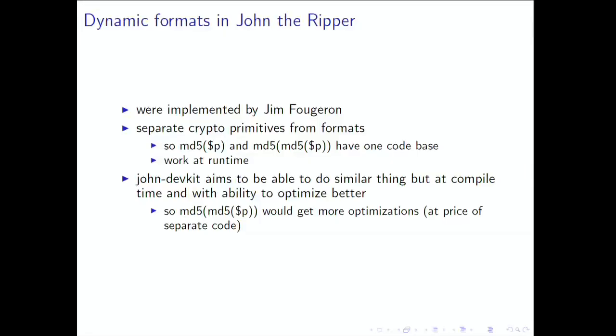Now, John does have dynamic formats. It's a mechanism that allows you to combine cryptographic primitives to get different kinds of hashes, like MD5 of this password, and they use the same base of source code, and they do not repeat. MD5 is one piece of code, not two big ones. John DevKit intends to do the same during compilation, getting more of the code, but with the possibility to optimize.